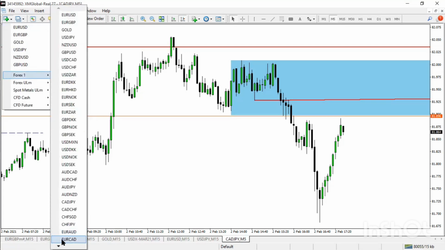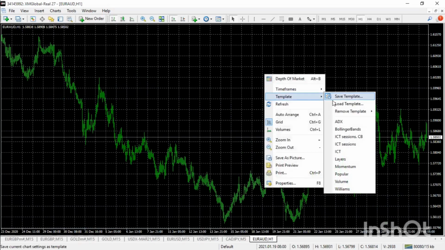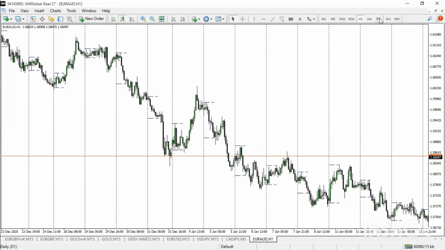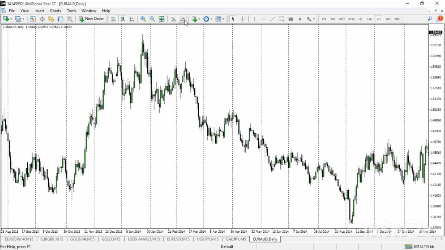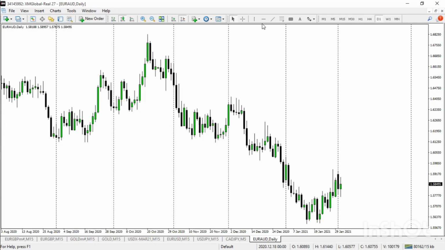Let's look for even this one. Yeah, even this one is okay. Something different. Let's see. Our daily, what's happening on the daily? Daily, any last swing low, swing high.